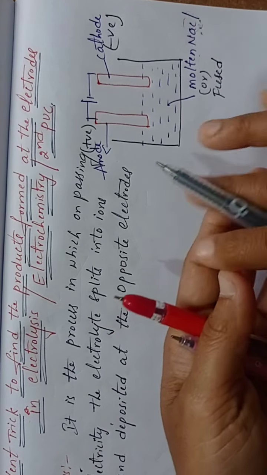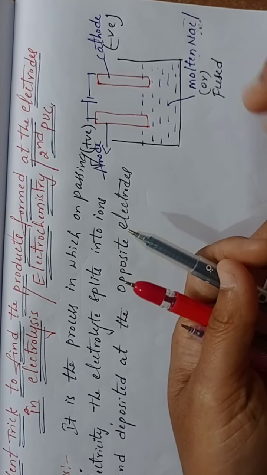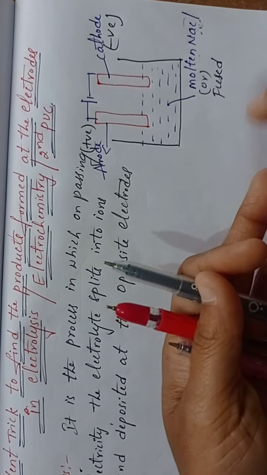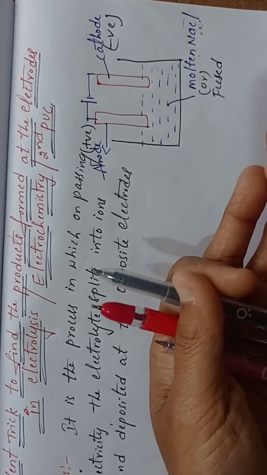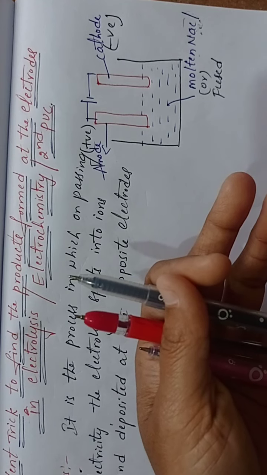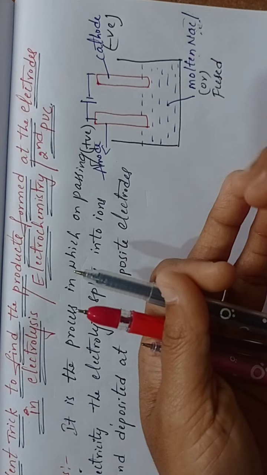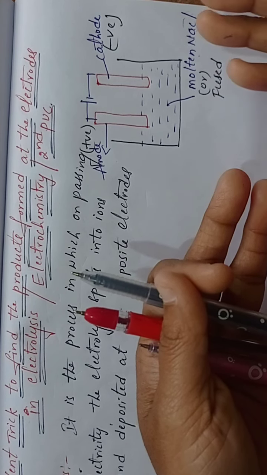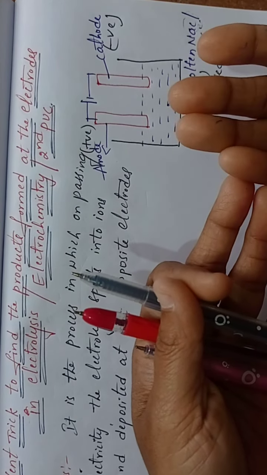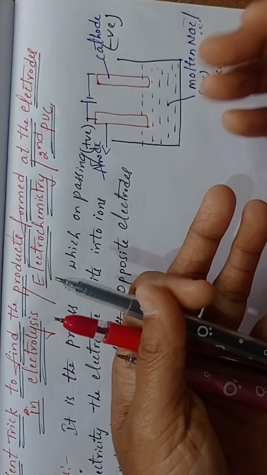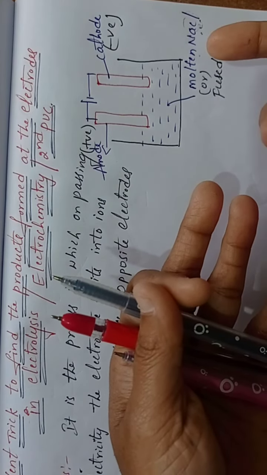Already we know the difference between aqueous NaCl and molten NaCl. Aqueous NaCl means addition of water to the compound. Suppose NaCl salt is there; by the addition of water, NaCl is dissolved in water and we get the NaCl solution. That is called aqueous NaCl solution.